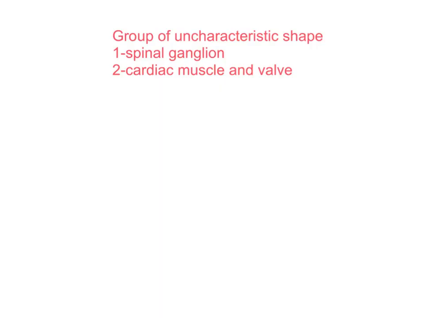Then we have another group for the low power slides. We have the group of uncharacteristic shape. This group includes the spinal ganglion, of course, stained with hematoxylin and eosin, and the cardiac muscle and valve.